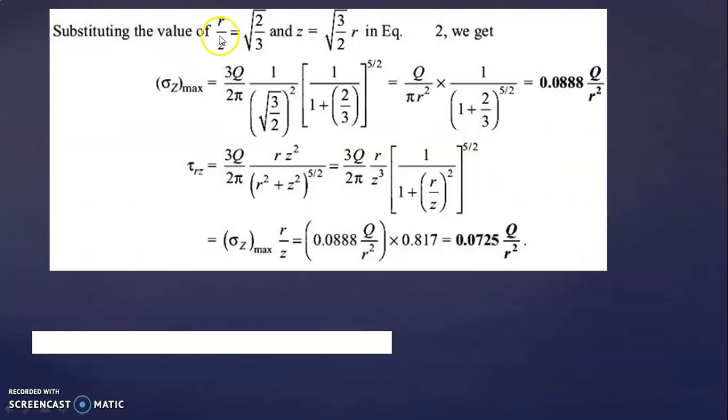Now let us substitute this value r by z in the previous equation. We get in this equation 3q divided by 2 pi and this is r divided by z square. So when you simplify, you get 0.0888 q divided by r square. Okay, this is for vertical stress. Similarly, shear stress also you can calculate. This is the formula. Substitute what is r by z ratio. Substitute 2 by 3. Simplify and you get 0.0725 into q divided by r square.